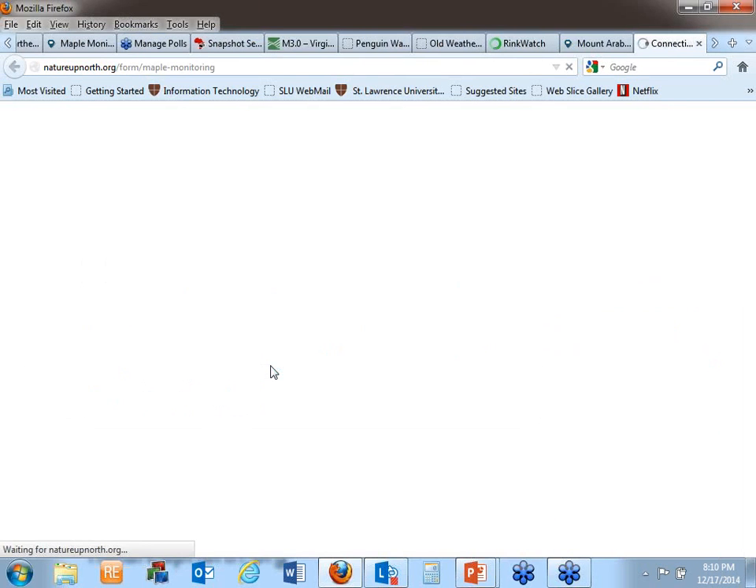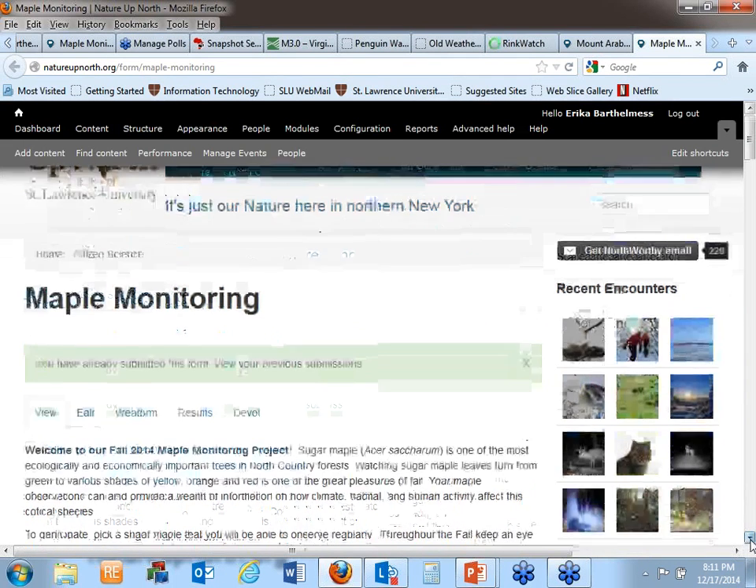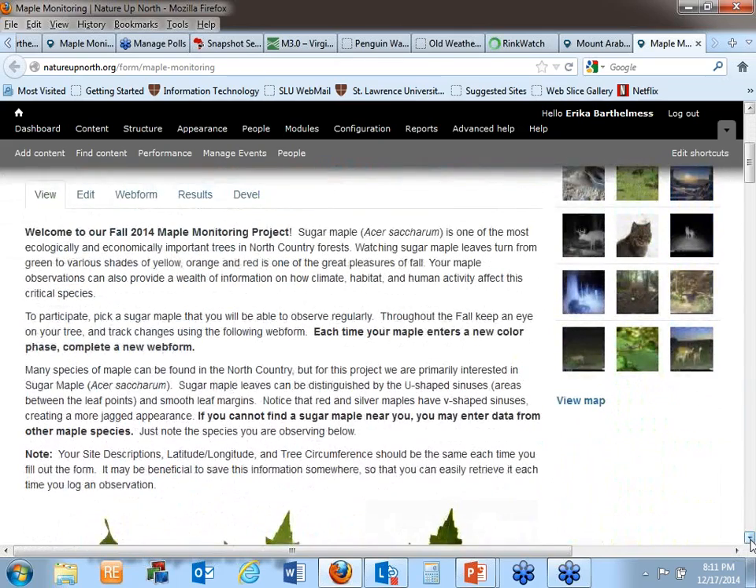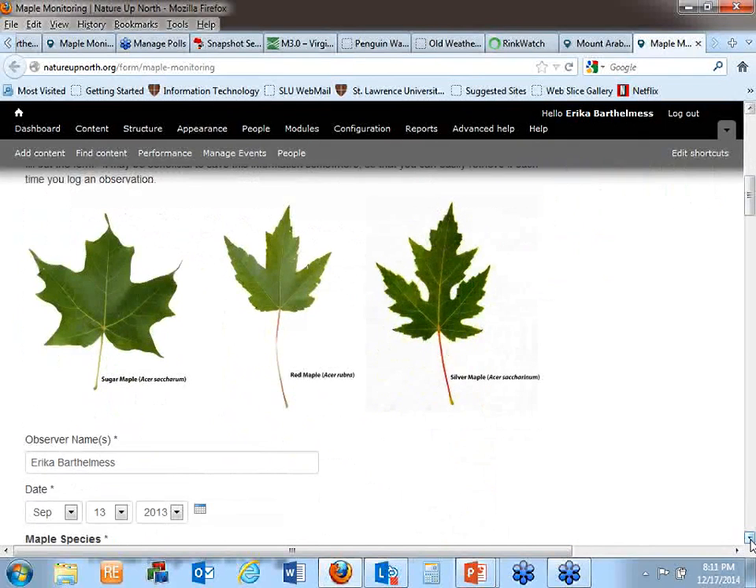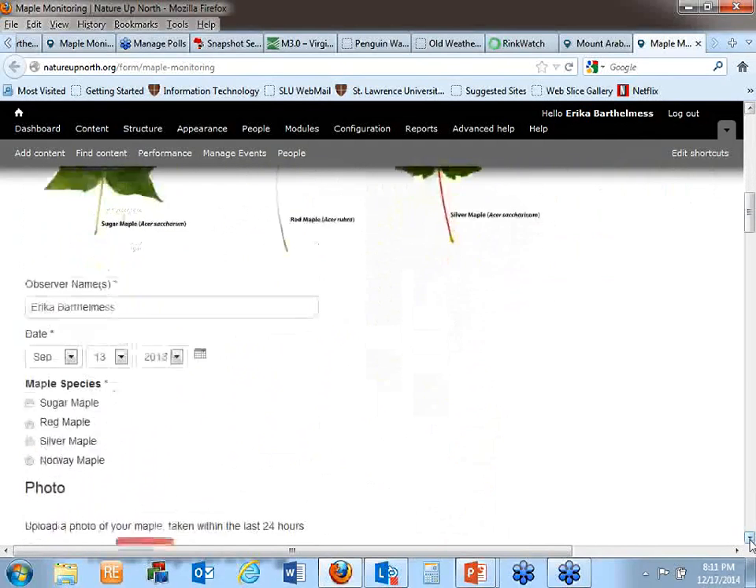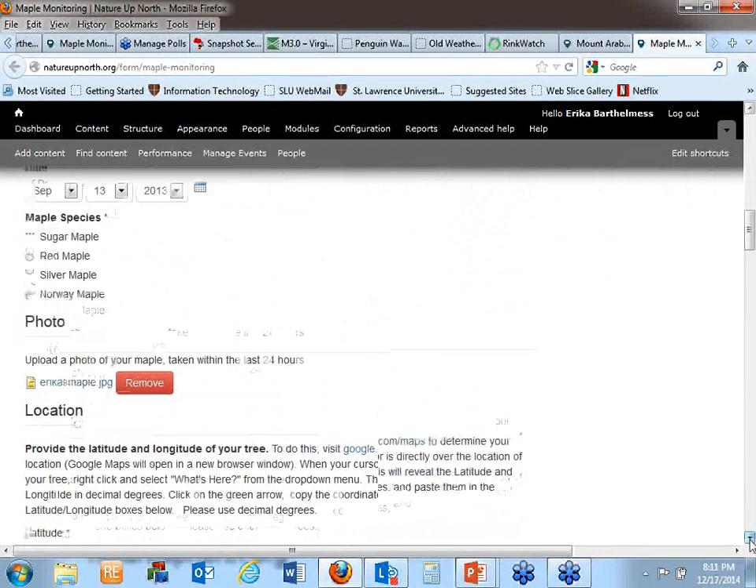And so what you're going to see is what a participant would encounter. So in this case, it's looking at one of my old entries. But basically, as the participant comes to the page, they walk down the page, and there's some instructions with some pictures to help you see and understand what species of tree you're looking at based on leaf morphology. So you tell us what species. You can put a picture of your tree here if you want.